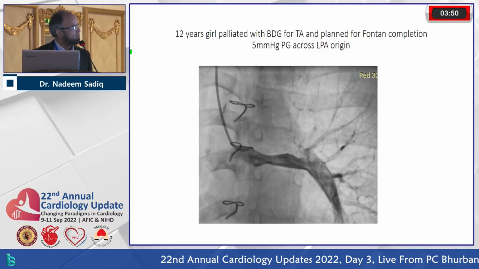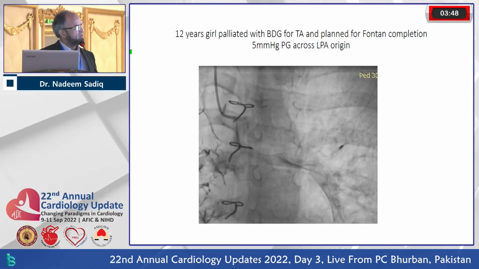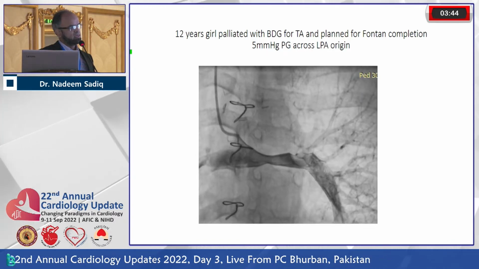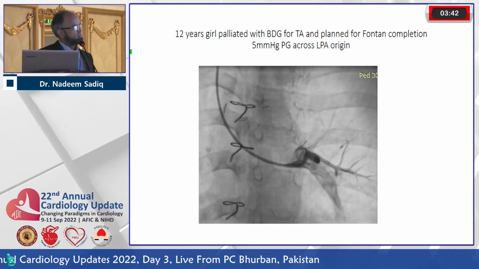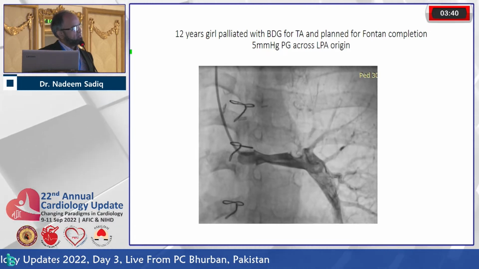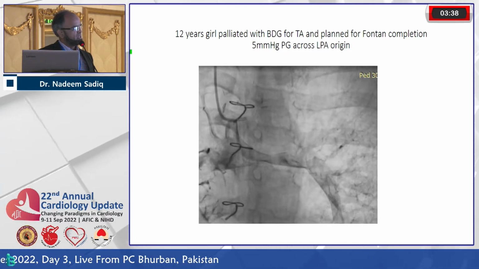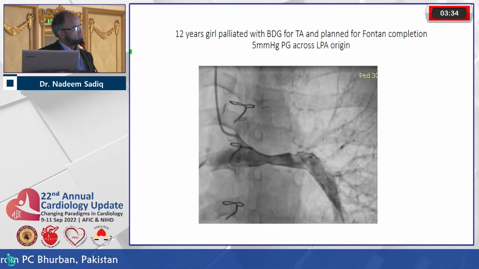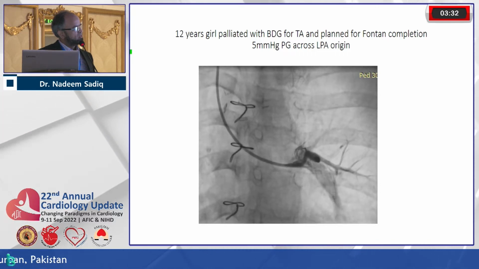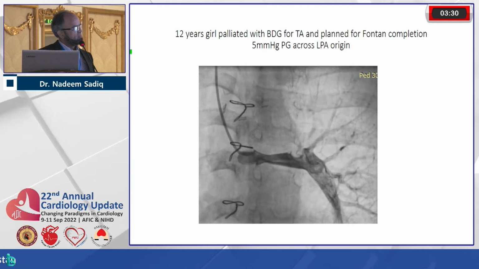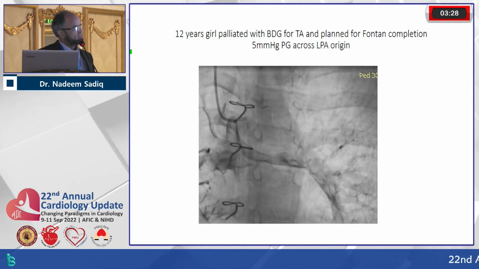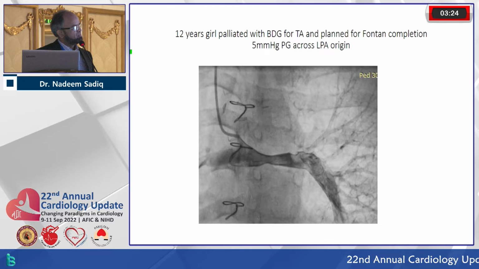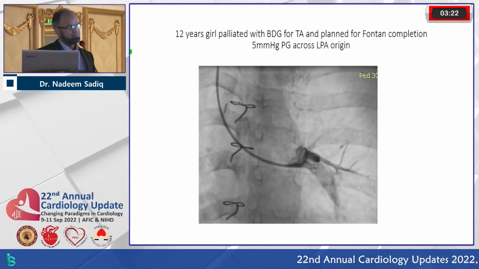12 years old female who had tricuspid atresia with normally related great arteries. She was palliated with bidirectional Glenn shunt and was planned for Fontan completion. During cardiac catheterization, there was a severe LPA origin stenosis, and there was a 5 millimeter pressure gradient across this stenosis. And this has to be addressed, otherwise the patient will go into Fontan failure.